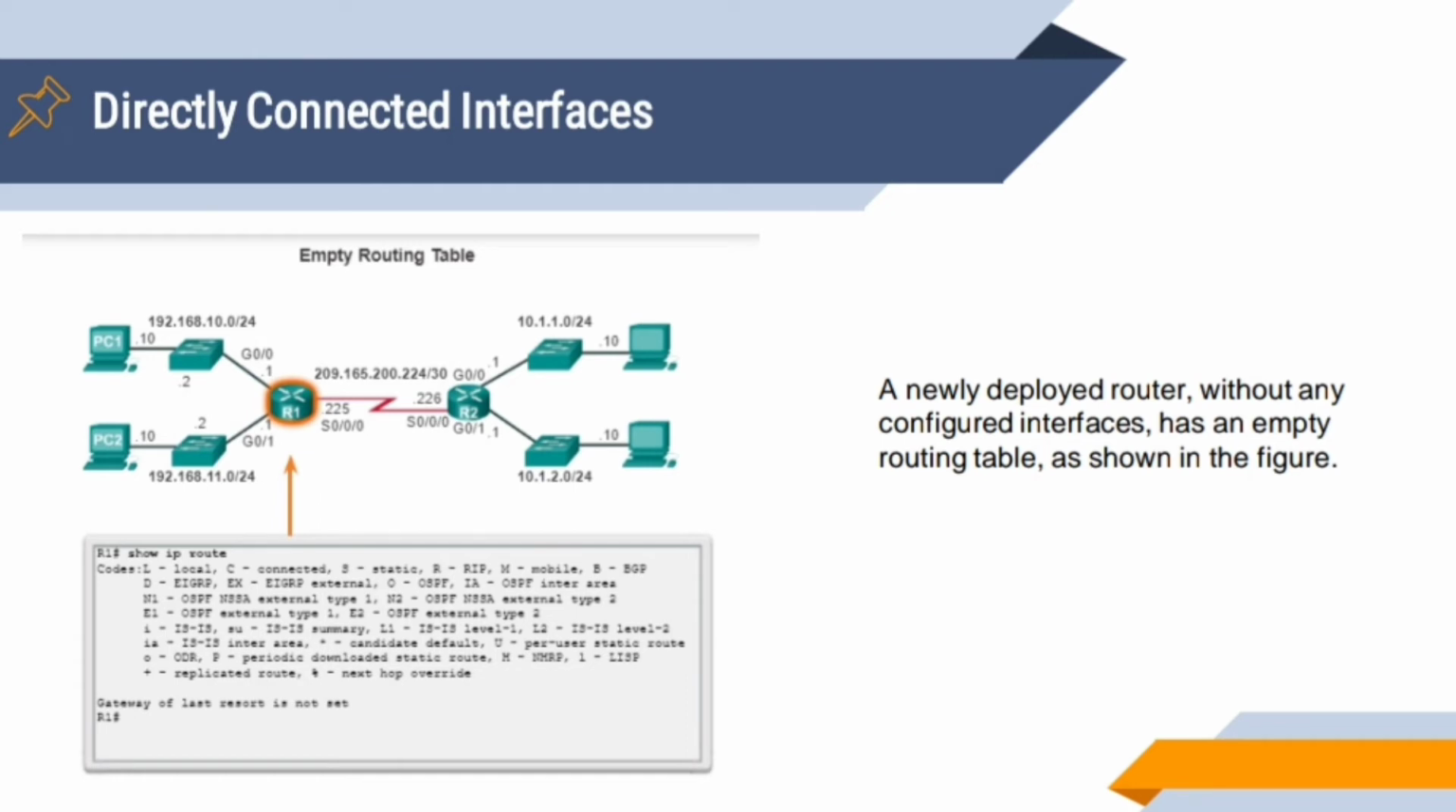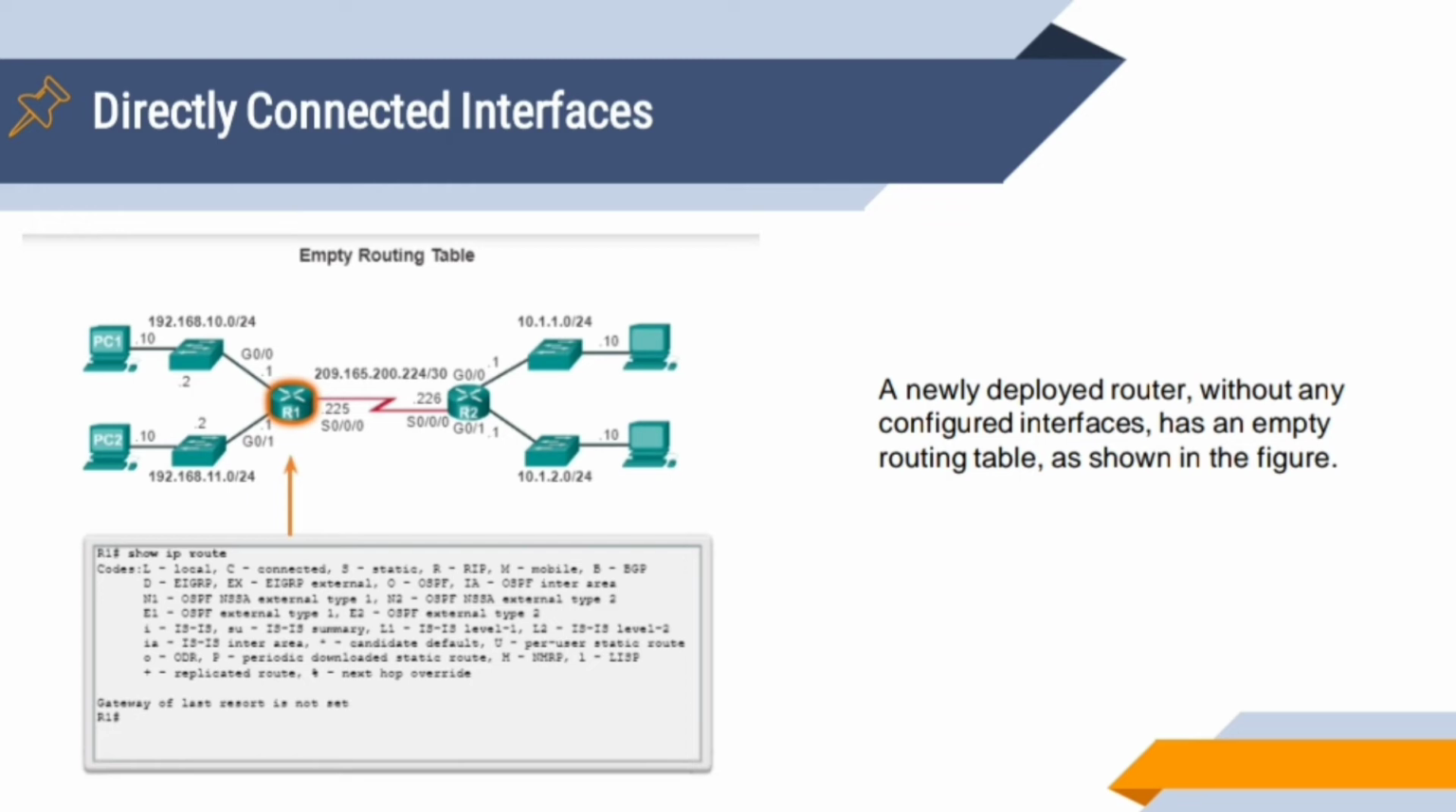A newly deployed router without any configured interfaces has an empty routing table, as shown in the figure. Before the interface state is considered up and added to the IPv4 routing table, interfaces must be assigned a valid IPv4 or IPv6 address. Next, it must be activated with the no shutdown command. Lastly, it must receive a carrier signal from another device, which could be a router, switch, host, and so on.